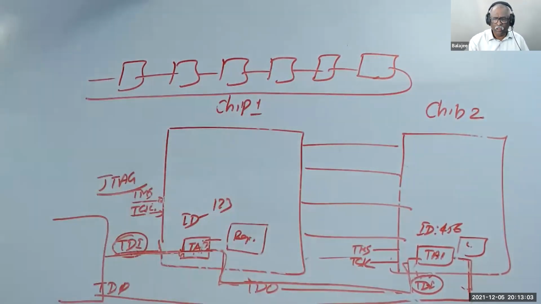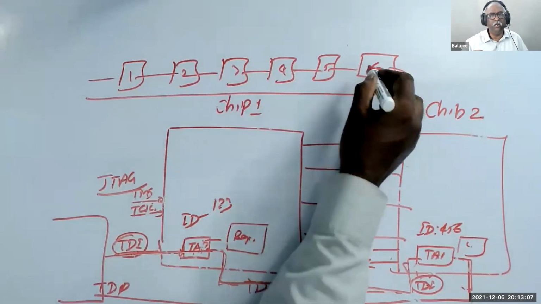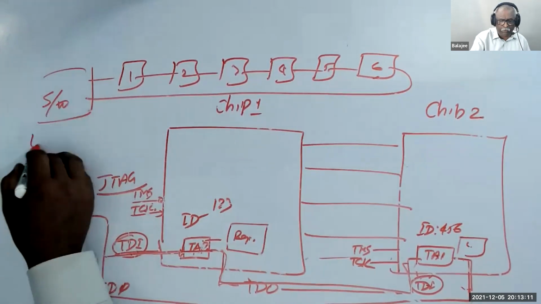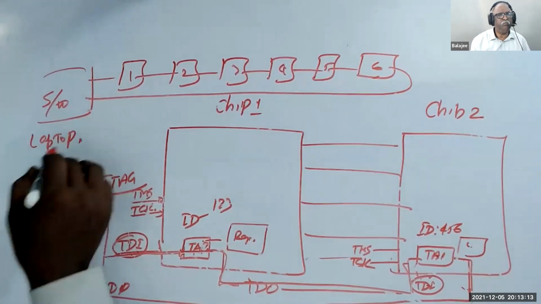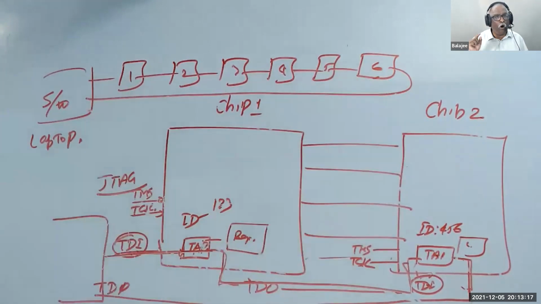Comes back. I can have 1, 2, 3, 4, 5, 6. By using software on your laptop, I can control all the chips. What can I control? First, understand one thing.